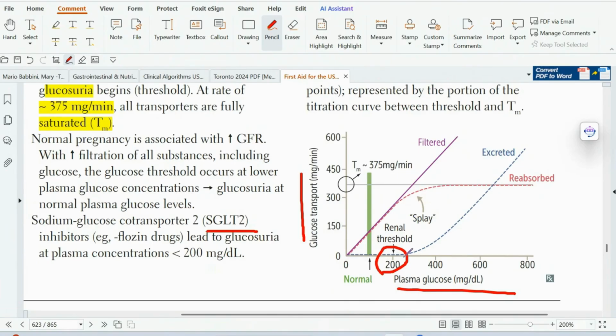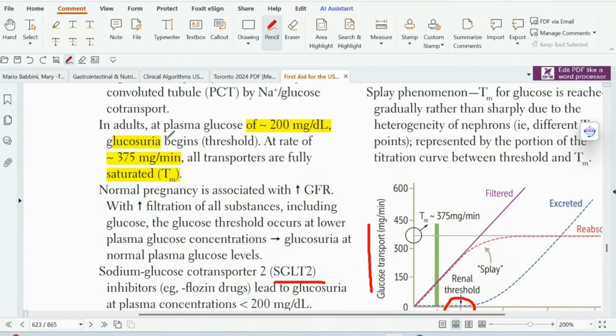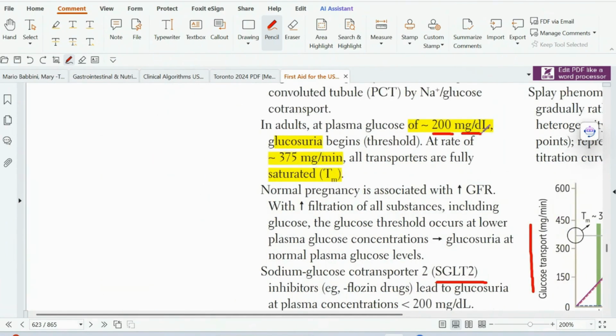So at the renal threshold, everything can be absorbed and processed. But after this, everything will be excreted. You see that excreted graph just picks up so much. And you see, in adults, at plasma glucose of 200, glucosuria begins. This is given in milligrams per deciliter. If you divide 200 by 18, which is the molecular weight of glucose, you get moles per liter, or millimoles per liter.